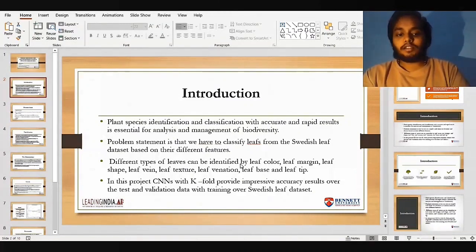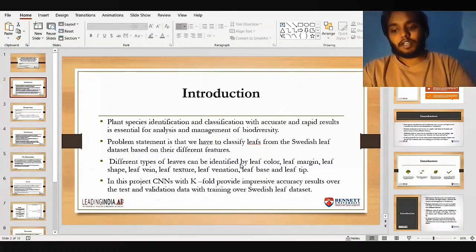In this project, CNNs with K-fold provide impressive accuracy results over the test and validation data with training over the Swedish leaf dataset.